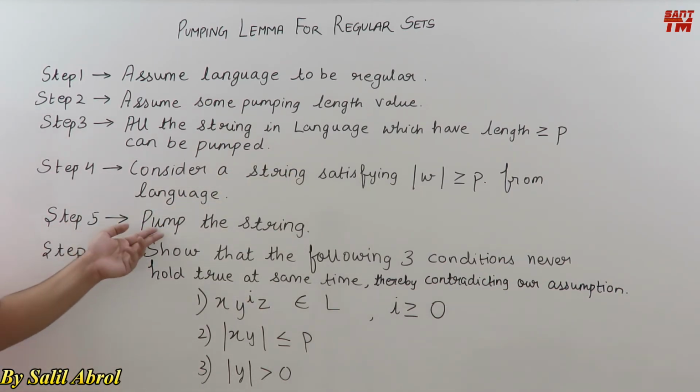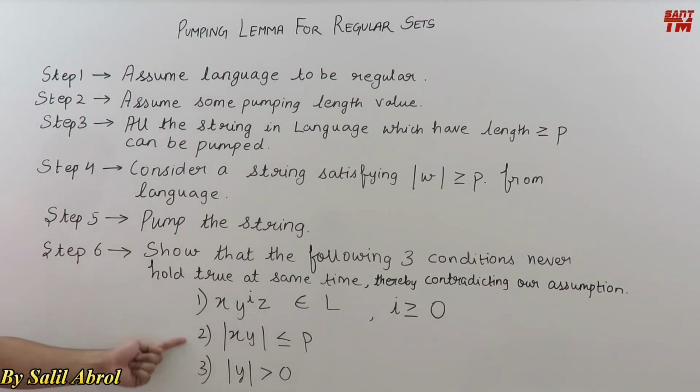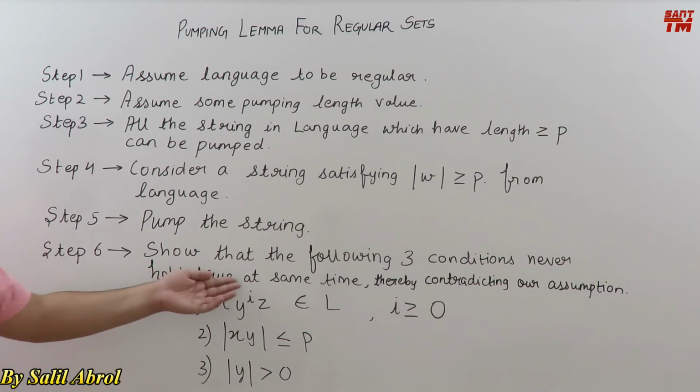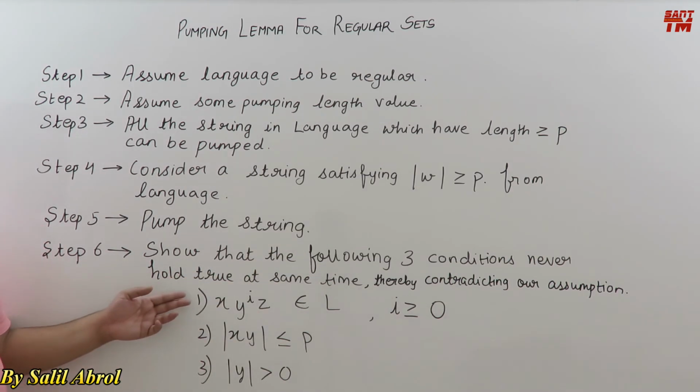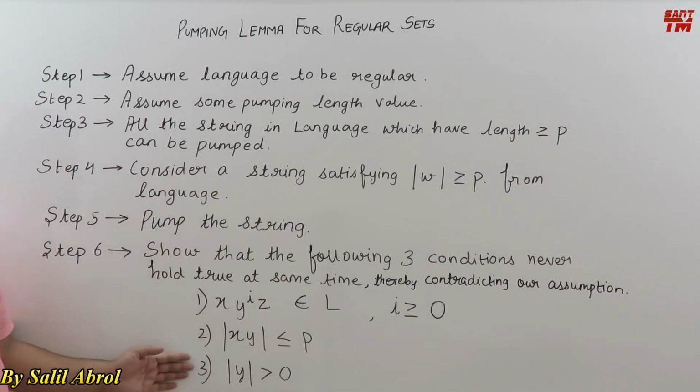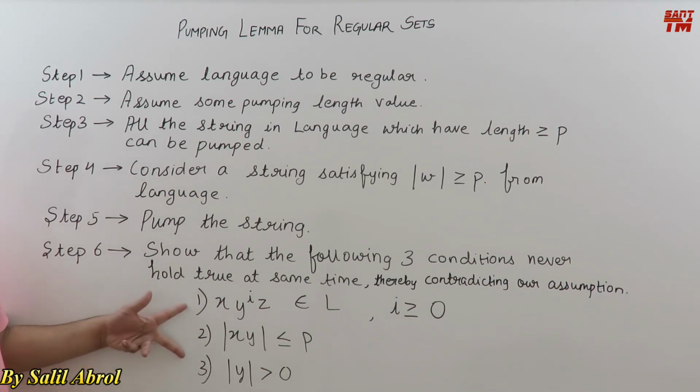Step 5 is we have to pump that string. I told you how to pump the string. Then after pumping, consider step number 6. Step number 6 says that show that the following 3 conditions never hold true at the same time. That means sometimes condition number 1 is false, other 2 are true. Condition number 2 is false and other 2 are true. Condition number 3 is false and 1 and 2 are true.